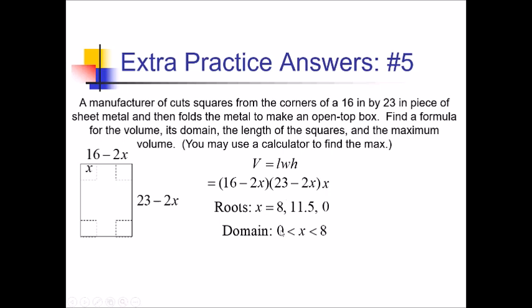Because if I have 0 for an x value, then I've got no height, so no box. If I get up to 8 for my x value, then I'm going to have 16 minus 2 times 8. 16 minus 16 zeroes out this other side, again leaving me with no volume.